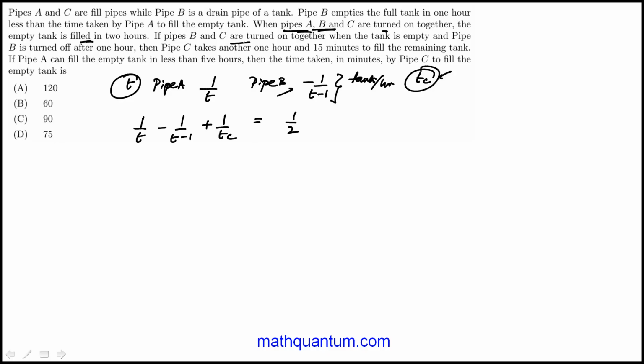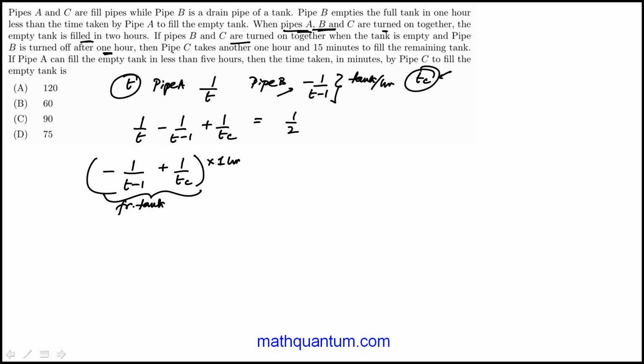The second one is B and C are turned on together when the tank is empty, and then pipe B is turned off after 1 hour. So in 1 hour, their combined rate, B and C, would be minus 1 over t minus 1 plus that of pipe C, and you multiply it by the time. So this would be the fraction of the tank that's filled in 1 hour.